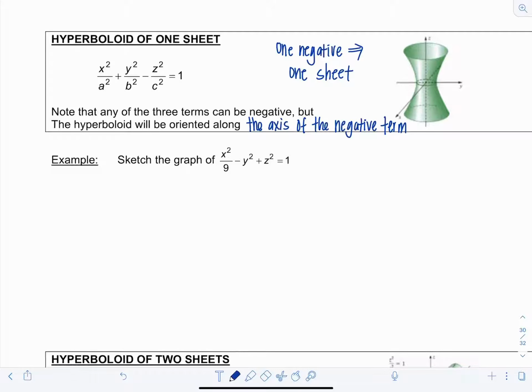Okay, so in this case, let's see how we would sketch the graph of the following. We have x squared over 9 minus y squared plus z squared equals 1. So I know it's a hyperboloid of one sheet because y squared is the only negative term. All 3 variables are squared. It's equal to 1. So this is going to be a hyperboloid of one sheet opening along, in this case, the y-axis, since that's the negative variable.